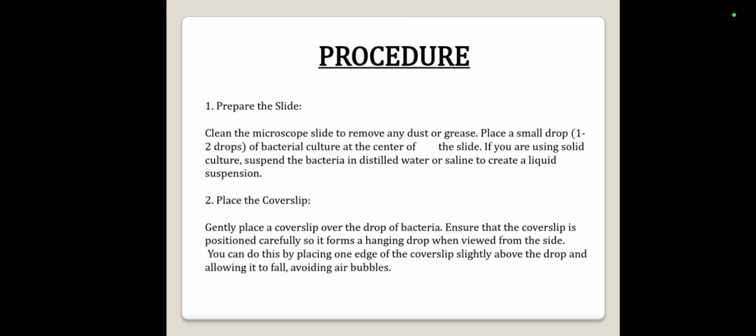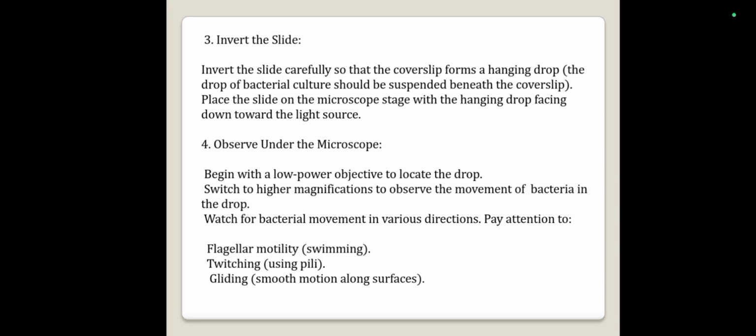Ensure that the cover slip is positioned carefully so it forms a hanging drop when viewed from the slide. You can do this by placing one edge of the cover slip slightly above the drop and allowing it to fall, avoiding air bubbles. Invert the slide carefully so that the cover slip forms a hanging drop. Place the slide on the microscope stage with the hanging drop facing down toward the light source.